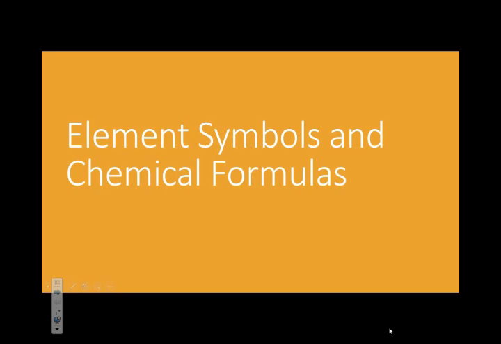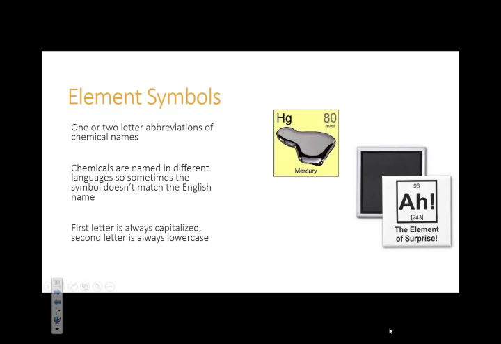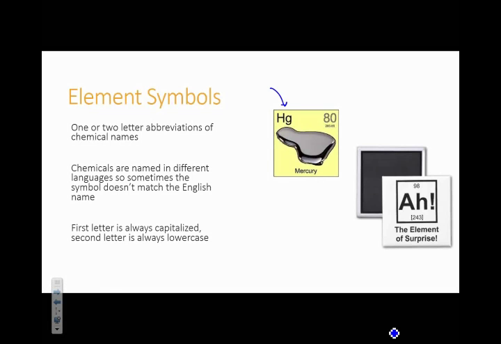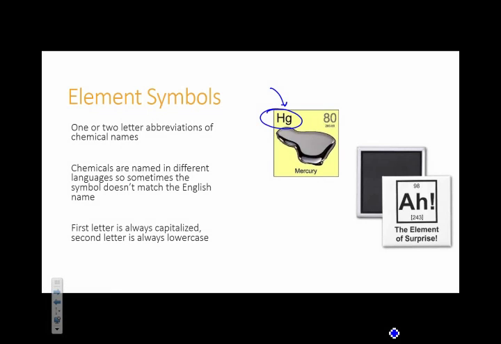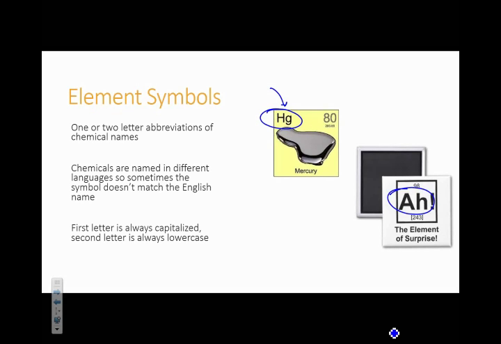Let's talk about element symbols and chemical formulas. Element symbols are one or two letter abbreviations of chemical names. You can see here in my picture, I have Hg, where I've got this two-letter abbreviation. I also have AH, which this element doesn't actually exist, but I thought it was kind of funny.